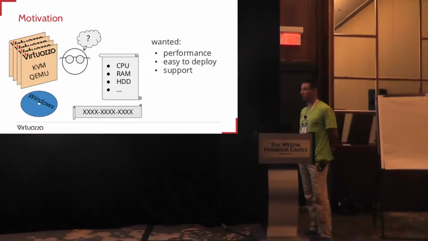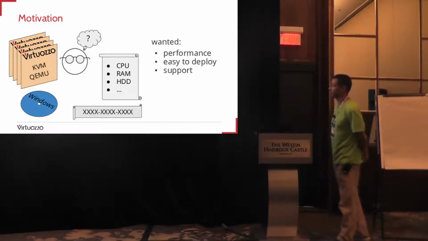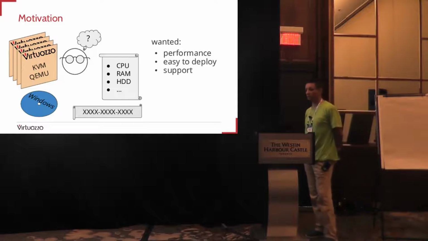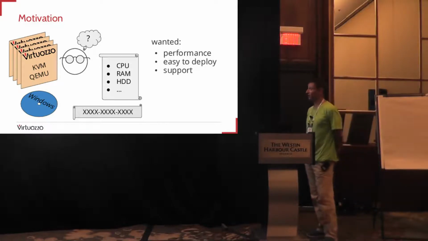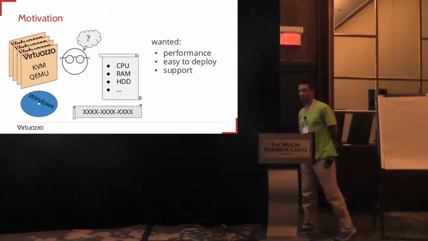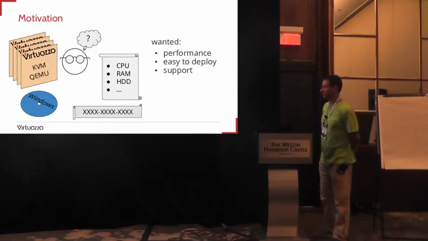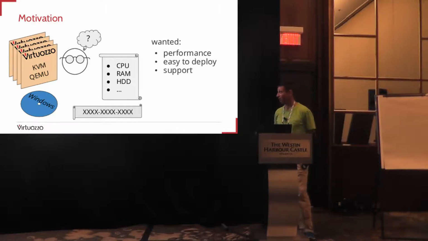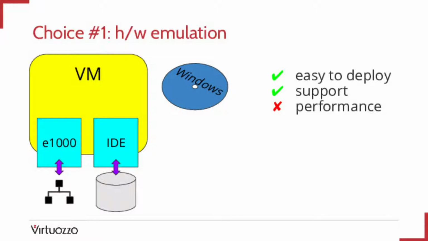So what does the user want? In no particular order, because for different workloads, people want different things, but the three most important ones are performance. People want virtual machines to deliver reasonable performance compared to bare metal. They want it to be easy to deploy, to make an initial setup. And people want the whole thing to be supported. So let's see what the user can do with this: what to choose from, and what promises are made on every choice.